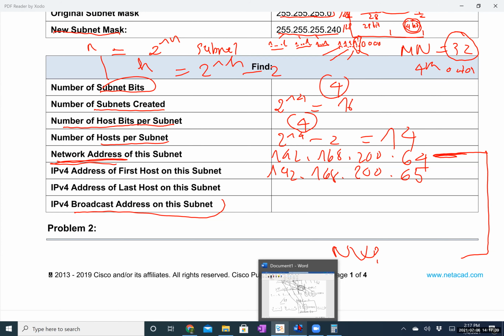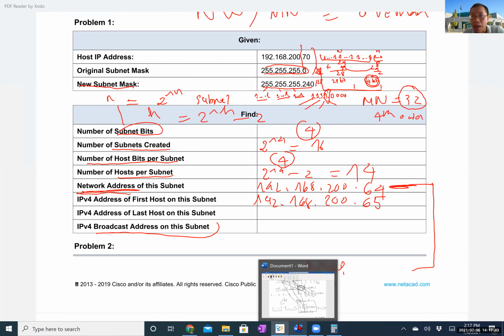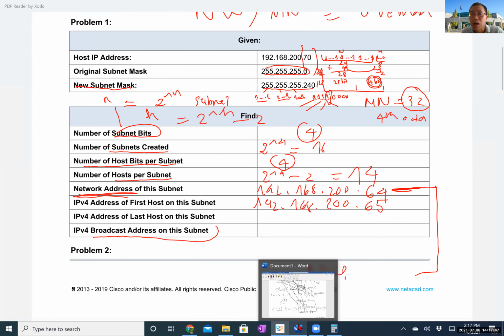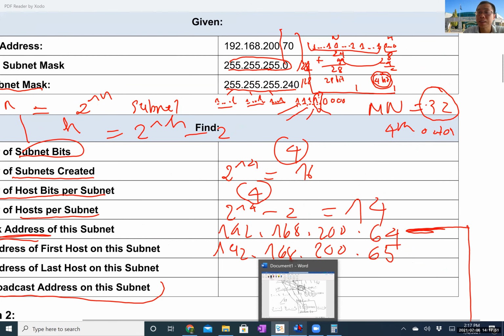Oh, sorry, my mistake here. This one is magic number 16. I made a mistake, sorry for that. But anyway, the network address is the same, because you see this one is 128, this one 64, this one 32, and this one 16 here. So the magic number for this one is 16.